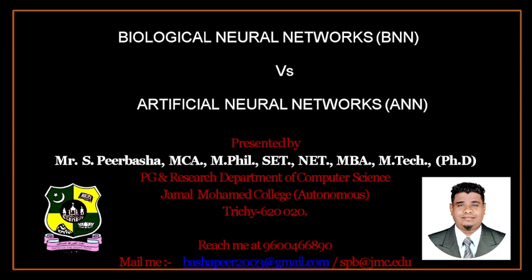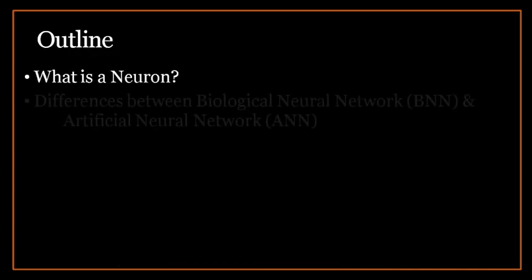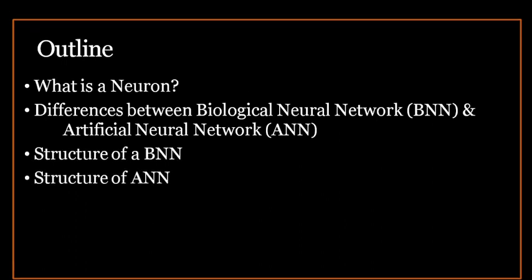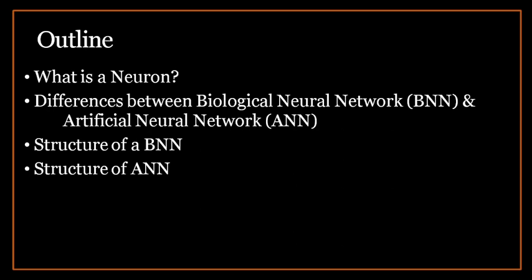In this video, we are going to discuss a very important concept, biological neural networks versus artificial neural networks. Alright, here we go. These are the outlines of this discussion. We'll first discuss what a neuron is. After that, we will discuss the differences between biological and artificial neural networks, the structure of the biological neural network, and at last the structure of artificial neural networks. Let us discuss one by one.